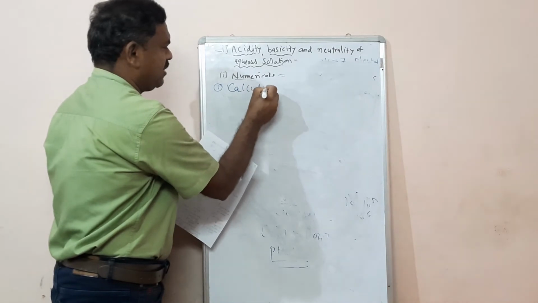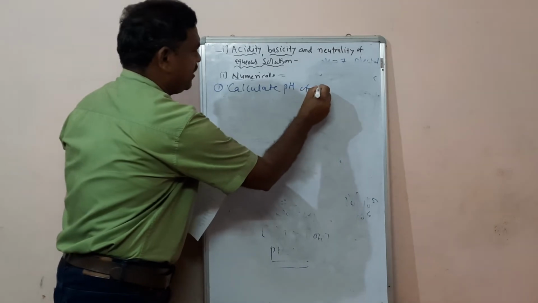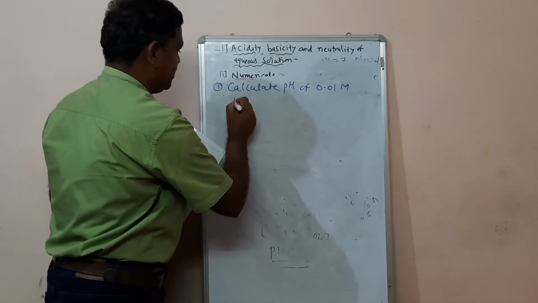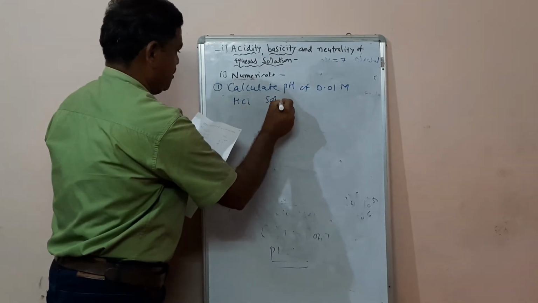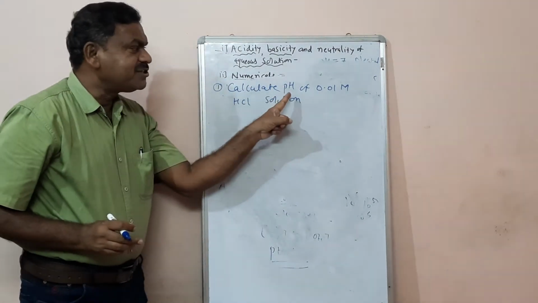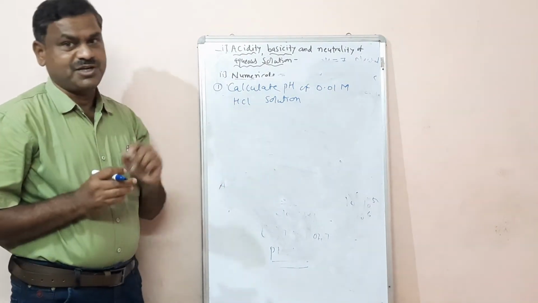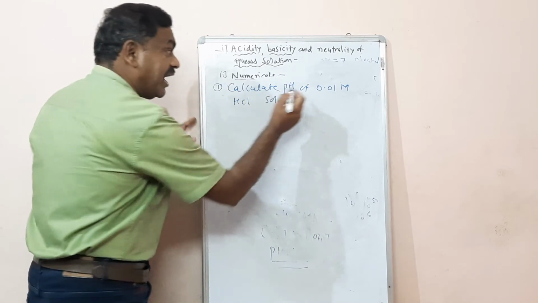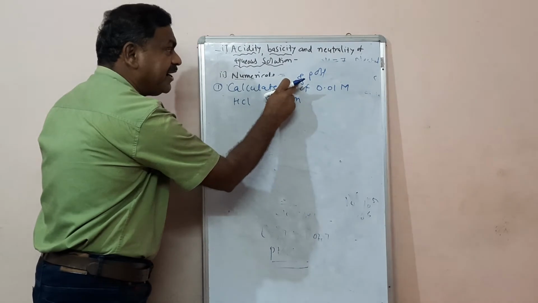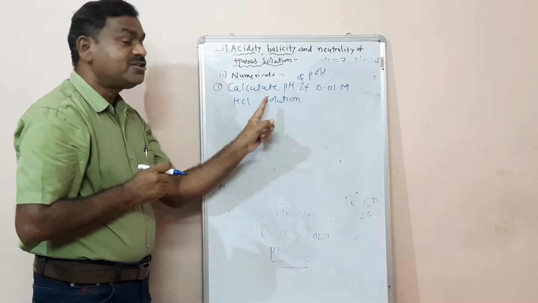Calculate the pH of 0.01 molar HCl solution. This is the numerical. Calculate the pH and the pOH of 0.01 molar HCl solution.